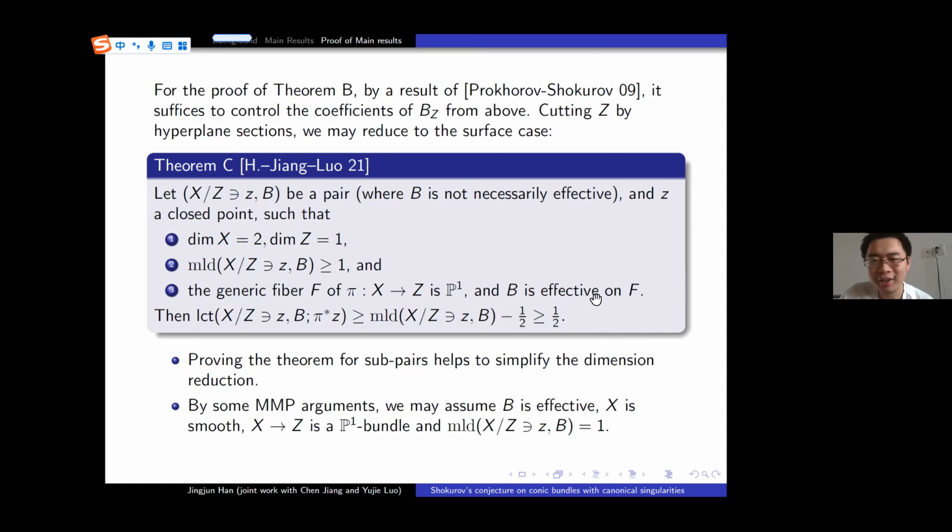And indeed, if we are only interested in Shokurov's conjecture, we may assume that the MLD is equal to 1. But since in theorem B we consider a more general setting, that's when we need to introduce some reduction to reduce to the case that the MLD is equal to 1 and B is effective.